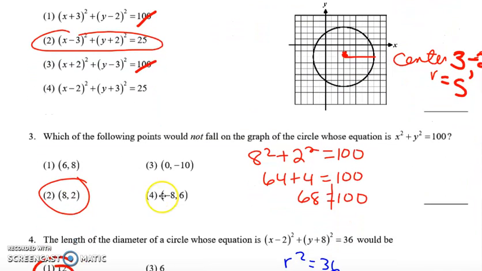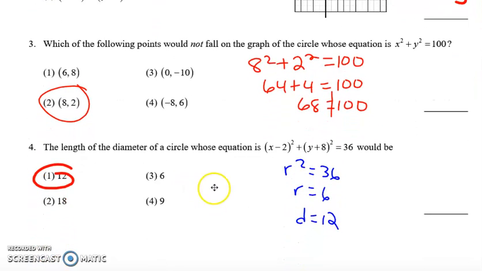On number 3, they want to know which point would not fall on the graph. So basically, if I plug in the first number for x and the second number for y, and it works, it falls on the circle. If it doesn't work, then it does not fall on the circle. So when I plug in choice 2, 8 for x and 2 for y, that equals 68, and that does not equal 100, so that point is not on the graph of that circle.